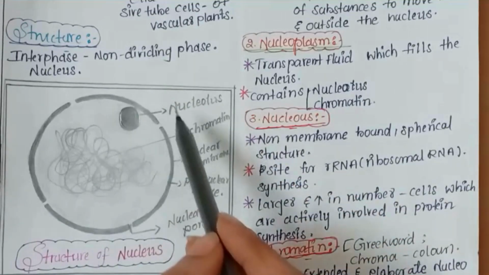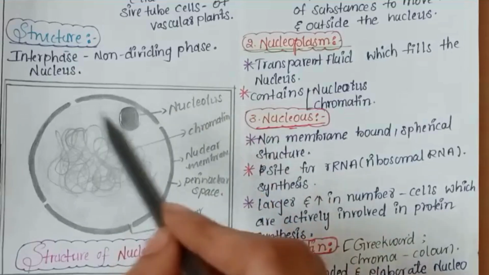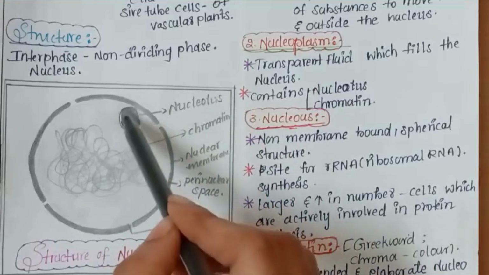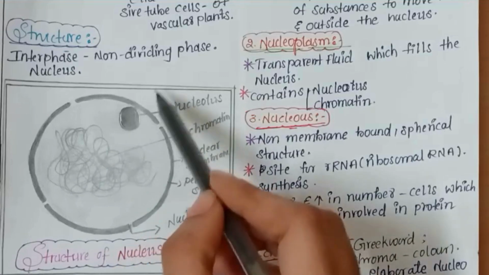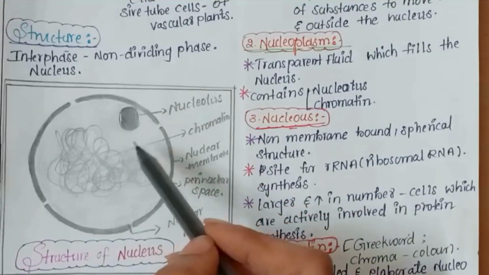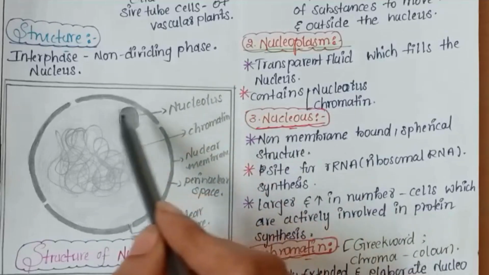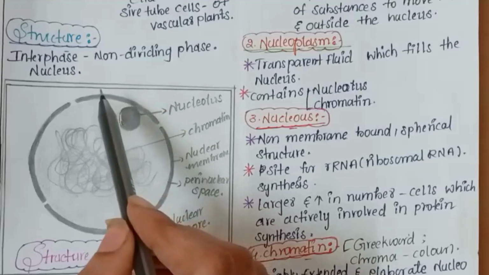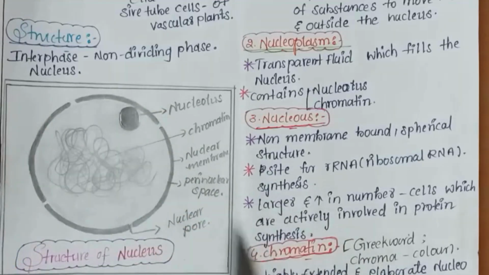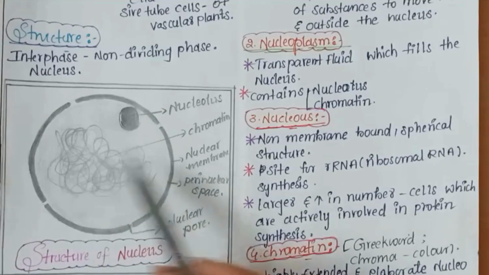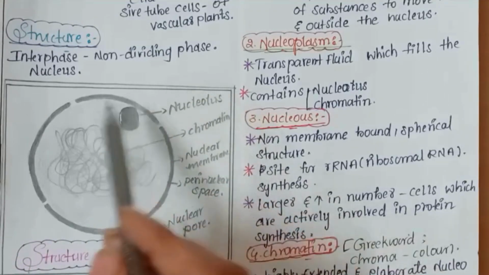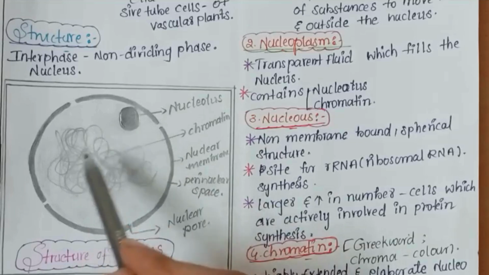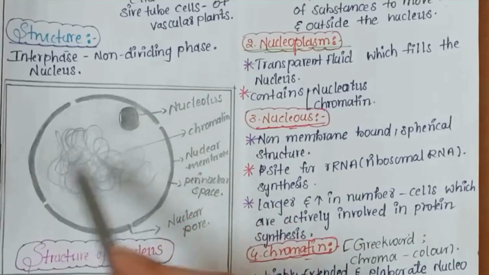And there is a transparent fluid which fills the nucleus, known as nucleoplasm, that contains the nucleolus and chromatin material. Coming to the nucleolus, this is a non-membrane bound spherical structure. This is a site for ribosomal RNA synthesis. If there are a large number of nucleoli in a cell, that indicates the cell is actively involved in protein synthesis.